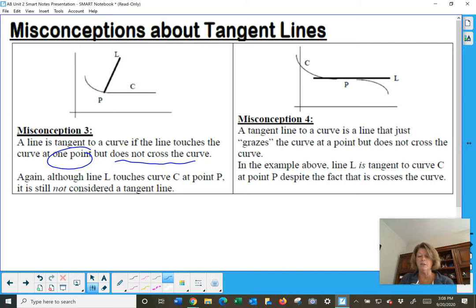And then misconception number 4, a tangent line to a curve is a line that just grazes by the curve at a point, but does not cross the curve. Well, it can cross the curve, as we can see in this example here. Line L is definitely tangent to our curve at P, but it does happen to cross over the function that we started with. But yet it is a tangent line.